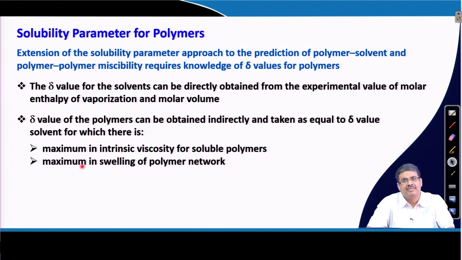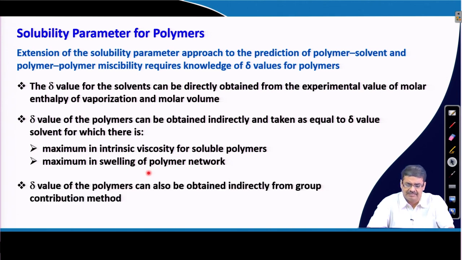Or if we are talking about a cross-linked polymer network, then the solvent in which the polymer swells to a maximum extent, we can take the solubility parameter value of that solvent as the same as the solubility parameter value of the polymer. However, the solubility parameter value of polymers can also be obtained indirectly by the group contribution method, which we will discuss now.